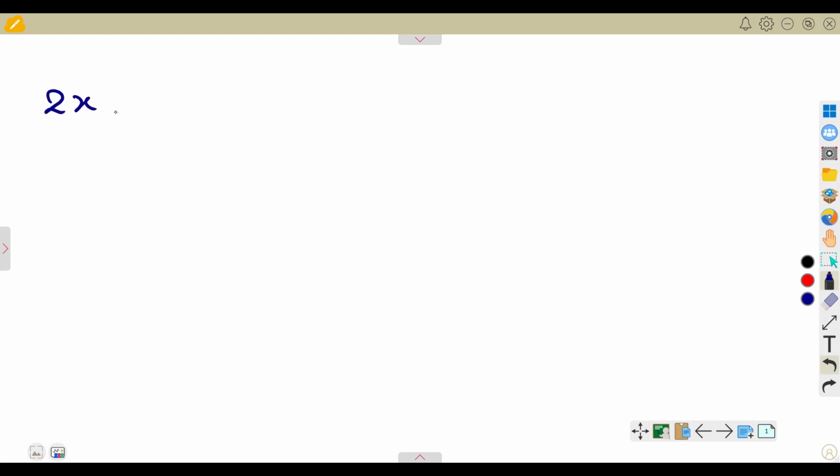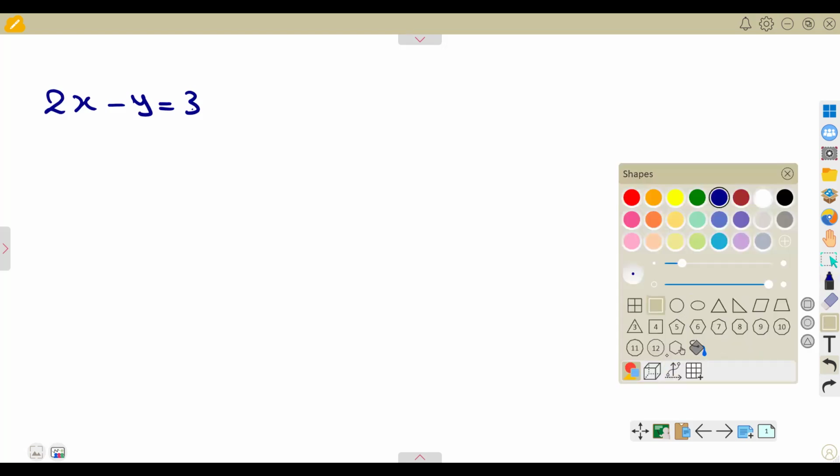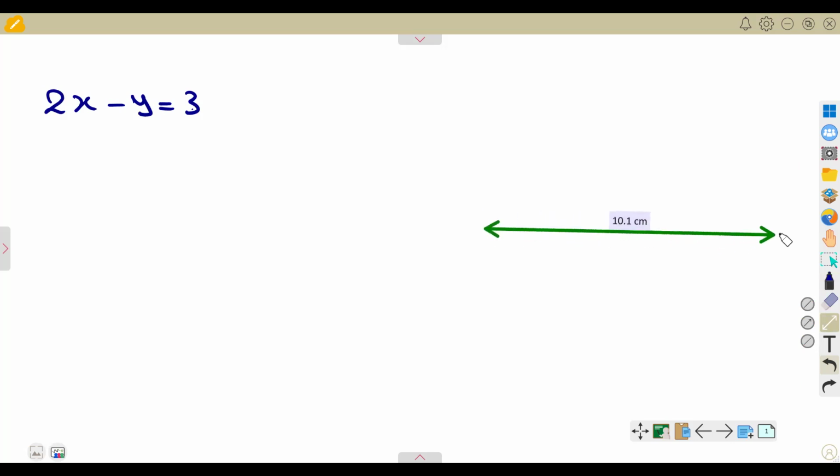2x minus y equals 3. We have to draw the straight line which represents this equation. How can we do it? Same way. Okay? Explain it to me.